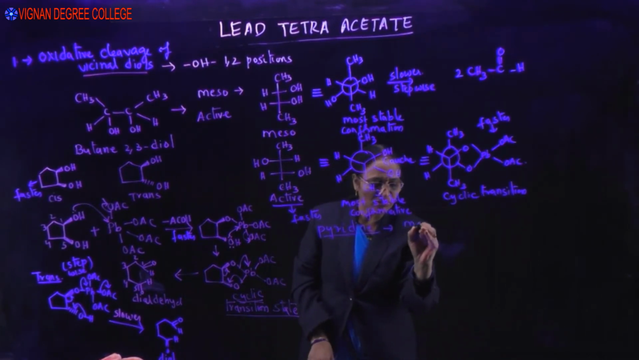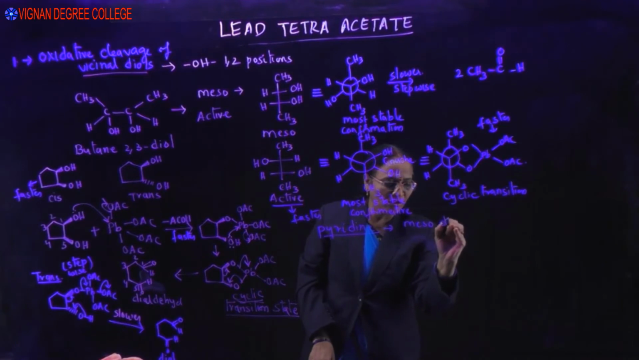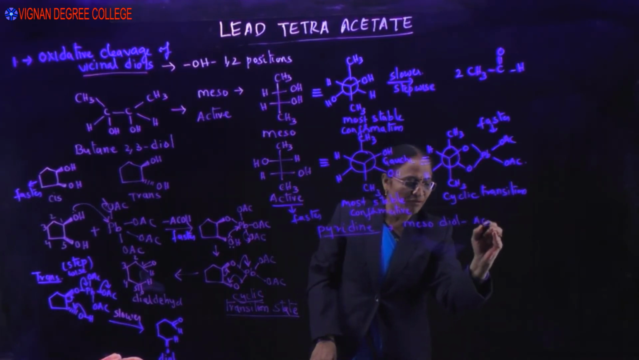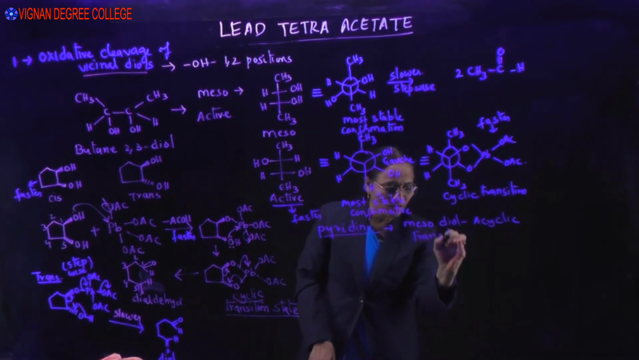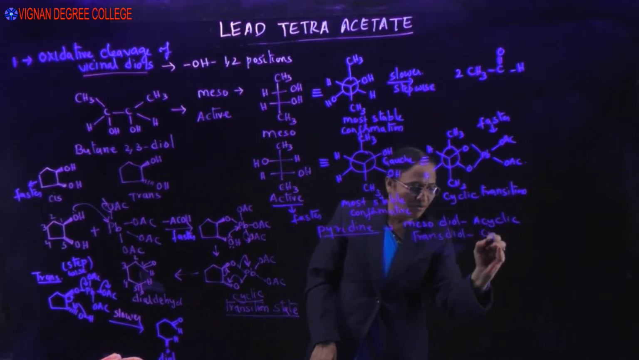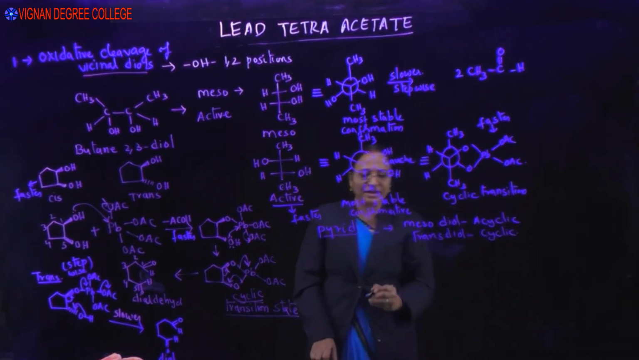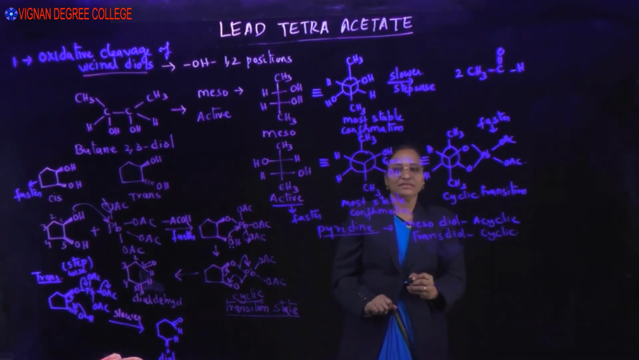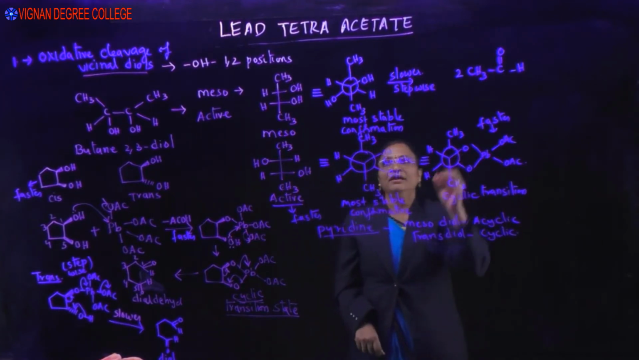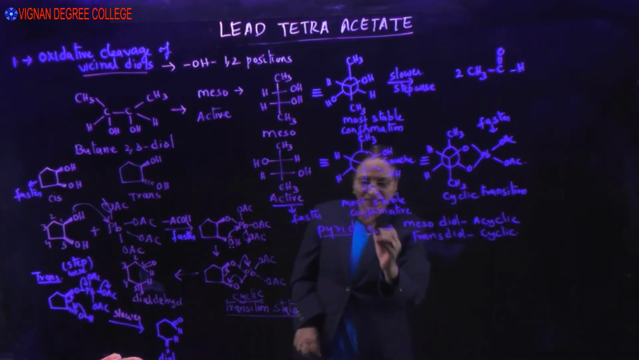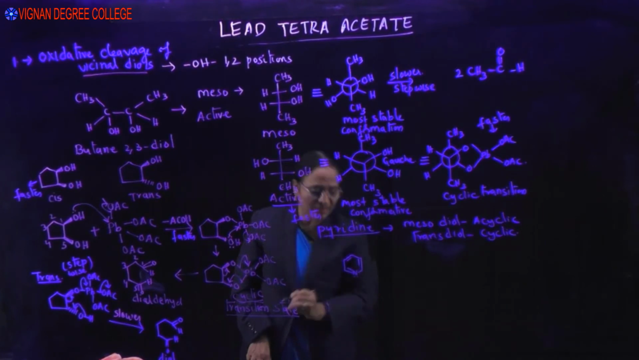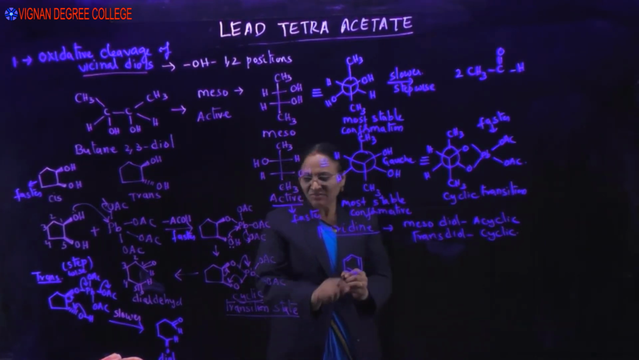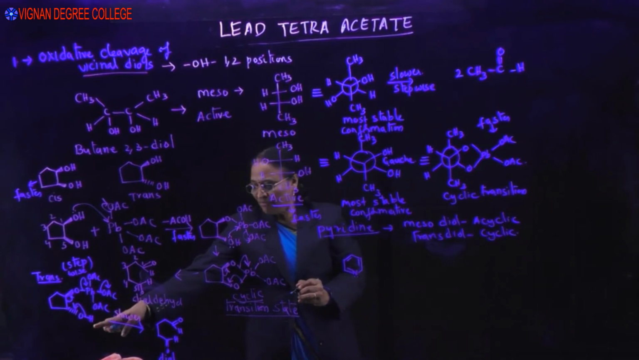your meso diol of your acyclic form or trans diol of your cyclic form will undergo the reaction at a faster rate. The reason is, when we are using pyridine, which is a very strong base, you can say pyridine is a base. Therefore, this base will be capable of abstracting the hydrogen.